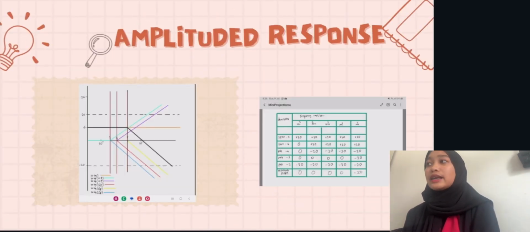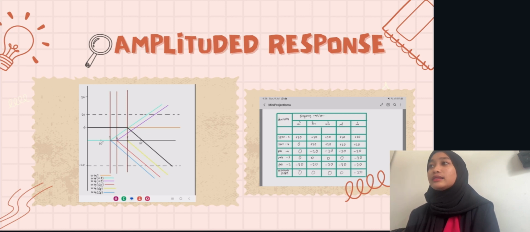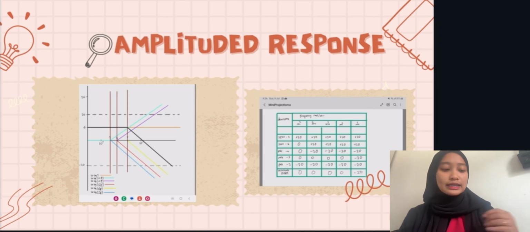The next is the amplitude response and phase response. These two responses have the same steps but differ in some steps. The first step to do the amplitude response is to rewrite the transfer function in a proper form. Second, separate the transfer function into its constituent parts. Third, draw the Bode diagram for each part. Fourth, draw the overall Bode diagram by adding up the results from part 3.